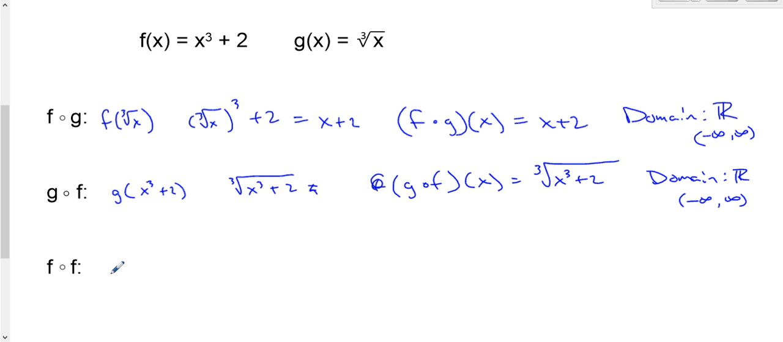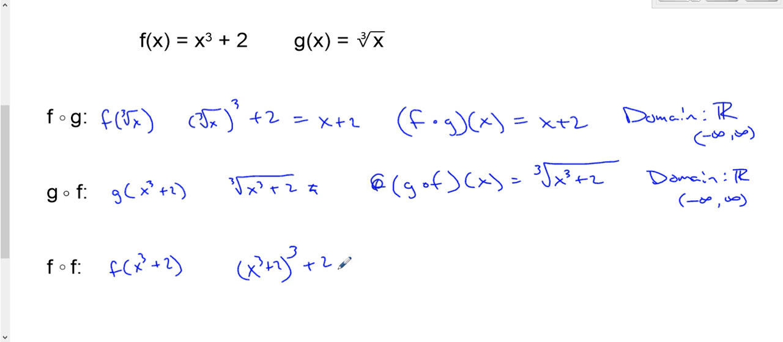For f of f, we are taking the function of f, and we are going to plug in x cubed plus 2 into itself. We're going to take that and plug it into x. So we get x cubed plus 2, cubed. So that's your x cubed, and then plus 2.